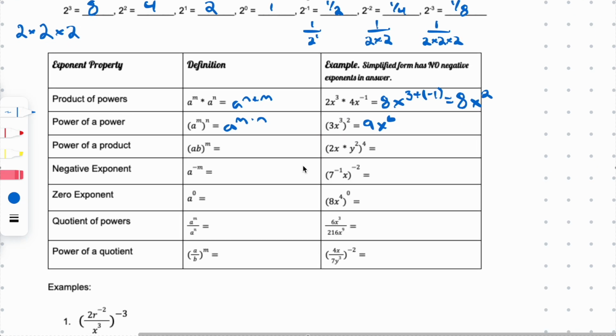Okay, so now we have the power of a product rule. And essentially what this tells us is when we have ab to the mth power, we can actually separate these two, a and b. And that's equal to a to the m power times b to the m power.